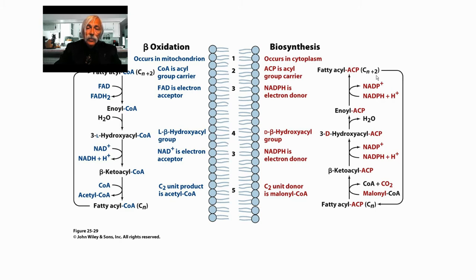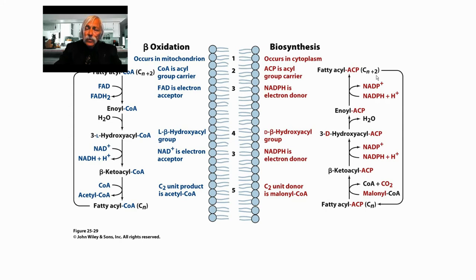Okay. So these are 2 distinct systems. Beta oxidation is in the mitochondria, and it uses CoA thioesters. Biosynthesis is in the cytoplasm, and it uses acyl carrier protein bound to the polyprotein FAS, or fatty acid synthase.